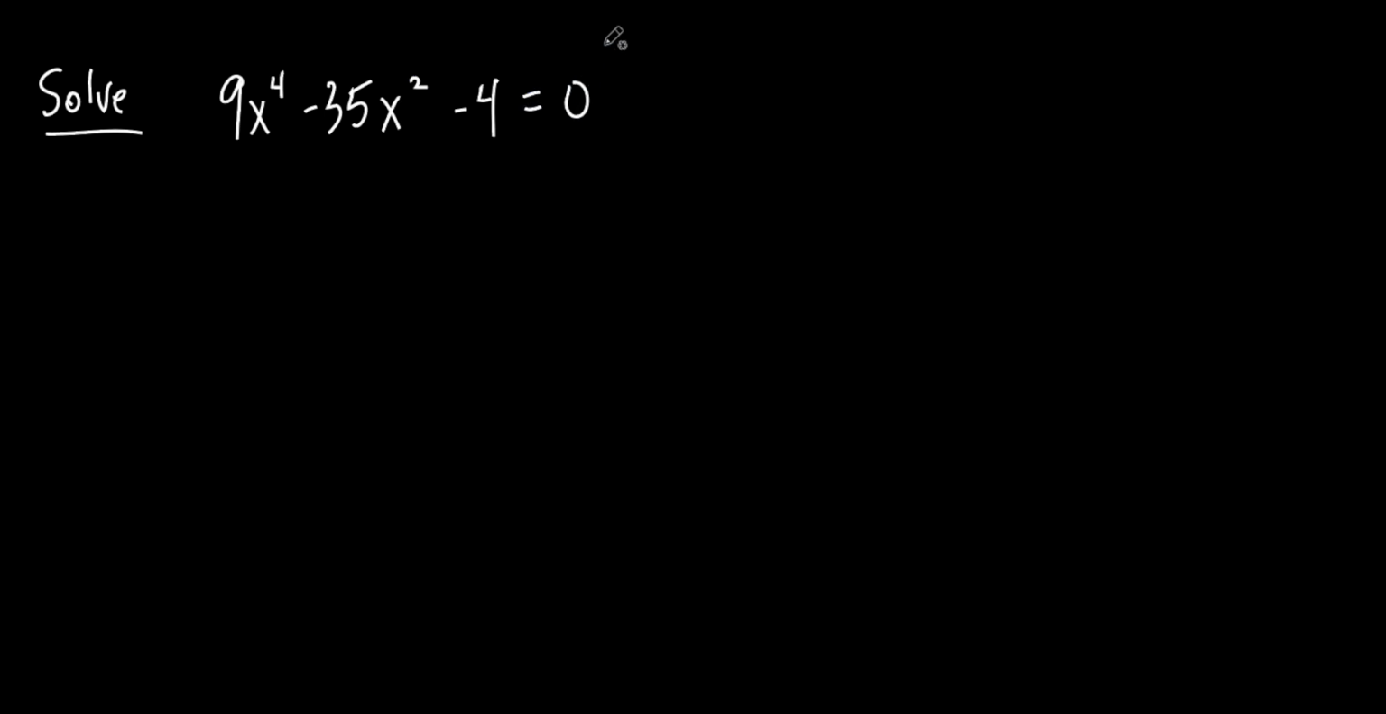So if I asked you to solve this right there, 9x to the 4th minus 35x squared minus 4 equals 0. All right, let's take a look at this. We're going to solve this. Looks kind of crazy, but we are going to solve it. And we want to know how many solutions we should have.